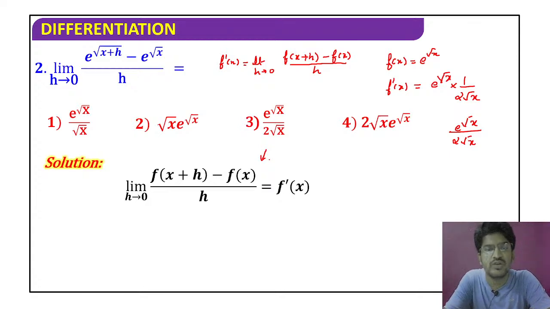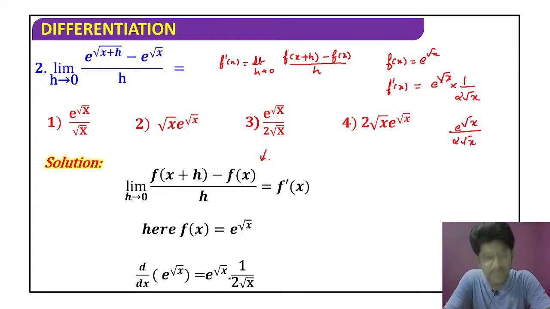This is the formula for your first principle method, and here f of x is e to the power of root x. So now if I differentiate e to the power of root x, we shall see that it is going to be e to the power of root x into 1 by 2 root x. This will be our answer, and that is option 3 is going to be the right answer.